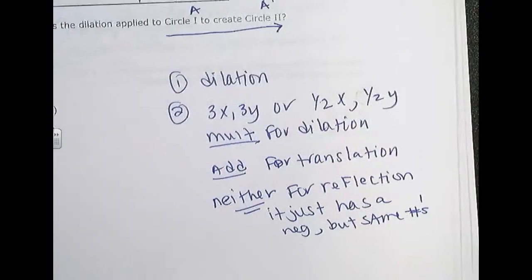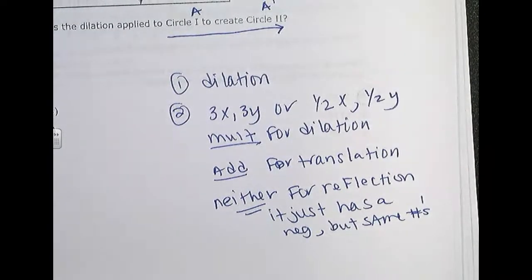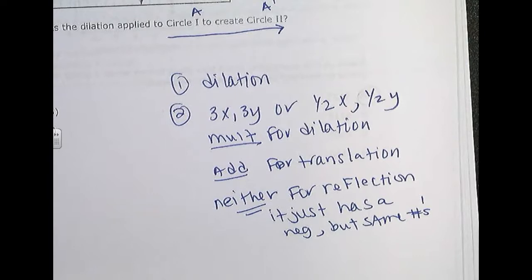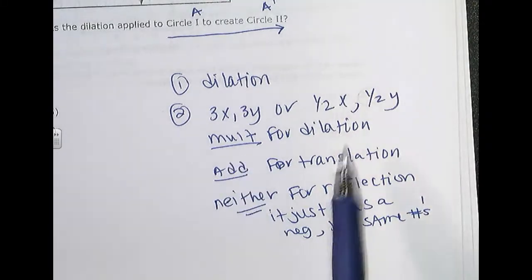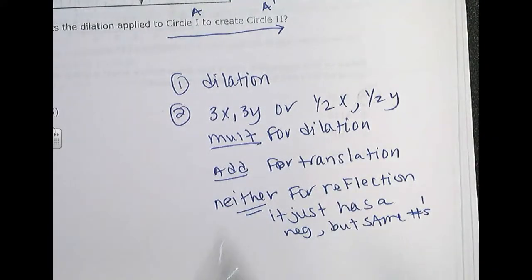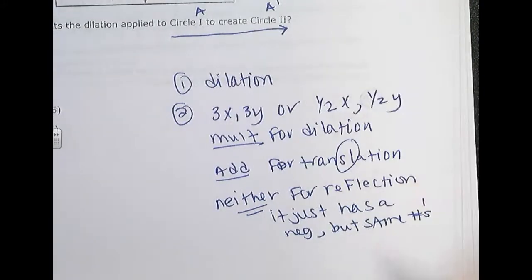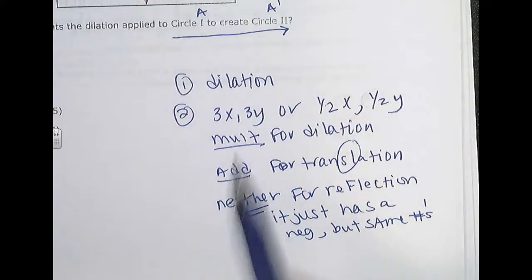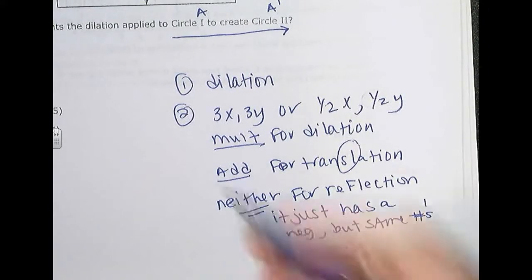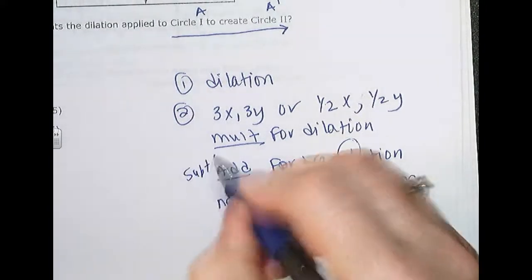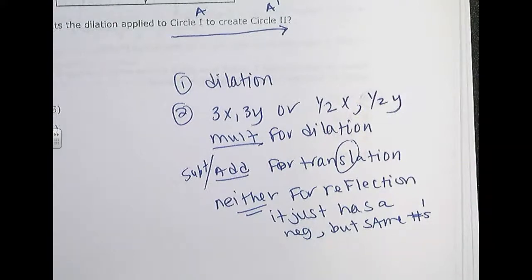There they are. Aren't they pretty? Number one, dilation. How'd you guess? Number two, it should look like a number in front of the x, comma, a number in front of the y. That number can be a whole number, it could be a fraction, it could be a mixed number, it could be an improper fraction, I don't care. Multiplication is a dilation only. Adding is translation, that's slide only. And we don't add or multiply for reflection. By the way, there would be subtraction here too, if you go right or left. But we don't do either for reflection.